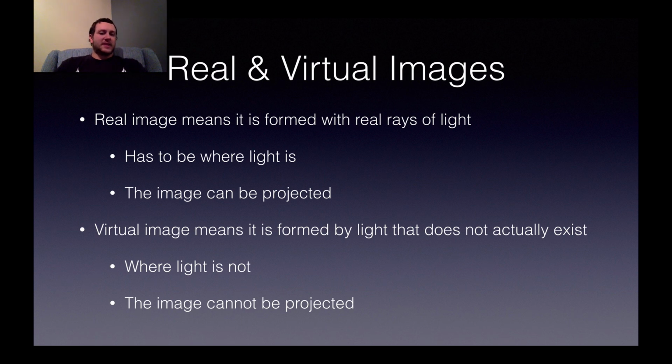A virtual image, on the other hand, is formed by light that's not real, right? The light doesn't exist. So virtual images will always show up behind a mirror, whereas real images will always show up in front, right? Because light from a mirror is going to stay in front of it. The light doesn't ever get behind a mirror. As a result, virtual images are upright, but they can't be projected.